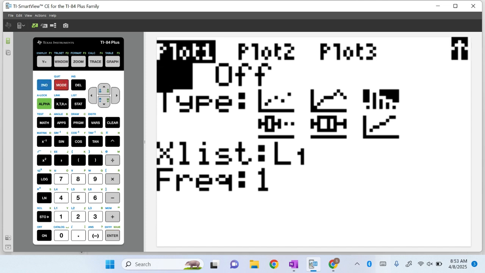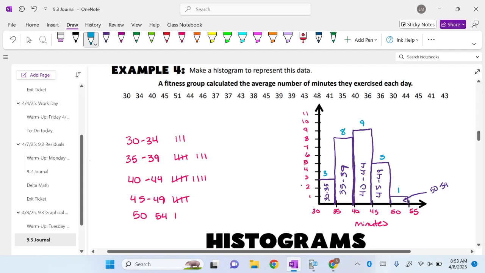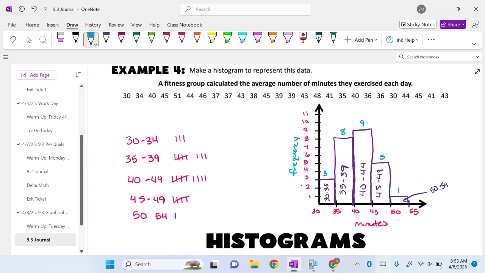All right, guys. So check your answer. It should look something like this. Now, since we're talking about histograms, I want to show you something that your calculator can do. I'm just going to show you, but these steps are on that calculator sheet.